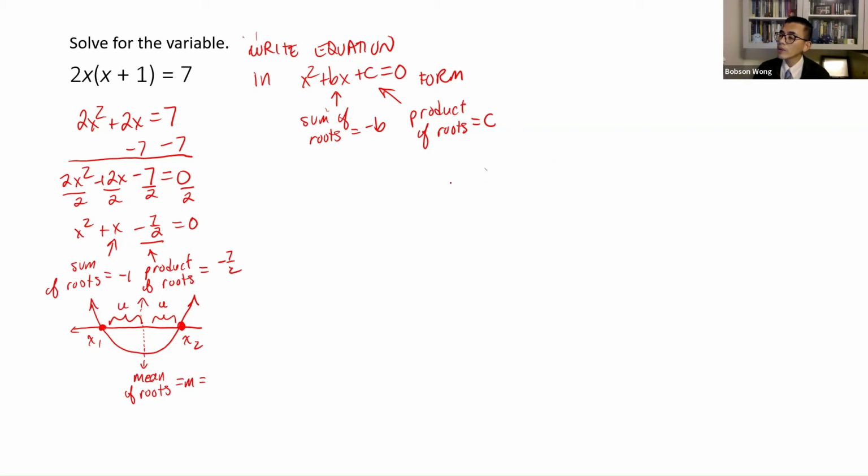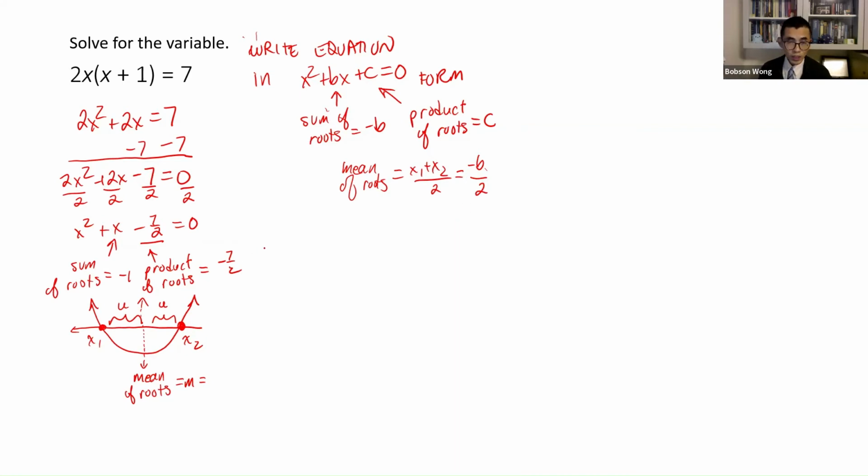And I'll write this on the side. You don't need to write this in your work, but this may be helpful for you to understand that the mean of the roots is x sub 1 plus x sub 2 divided by 2. That's the average. We know that the sum of the roots is -b. So this turns out to be that the mean of the roots is going to be -b over 2.